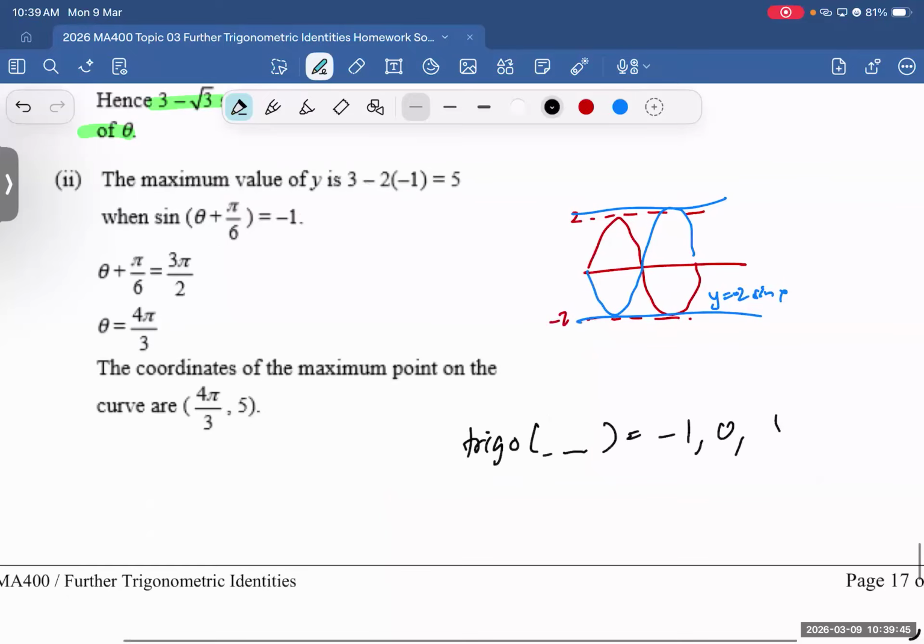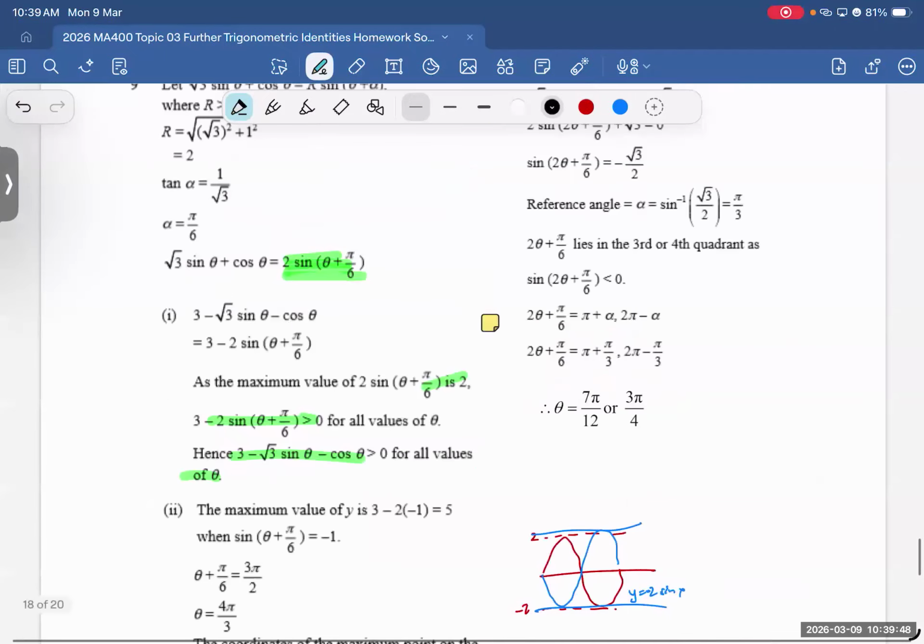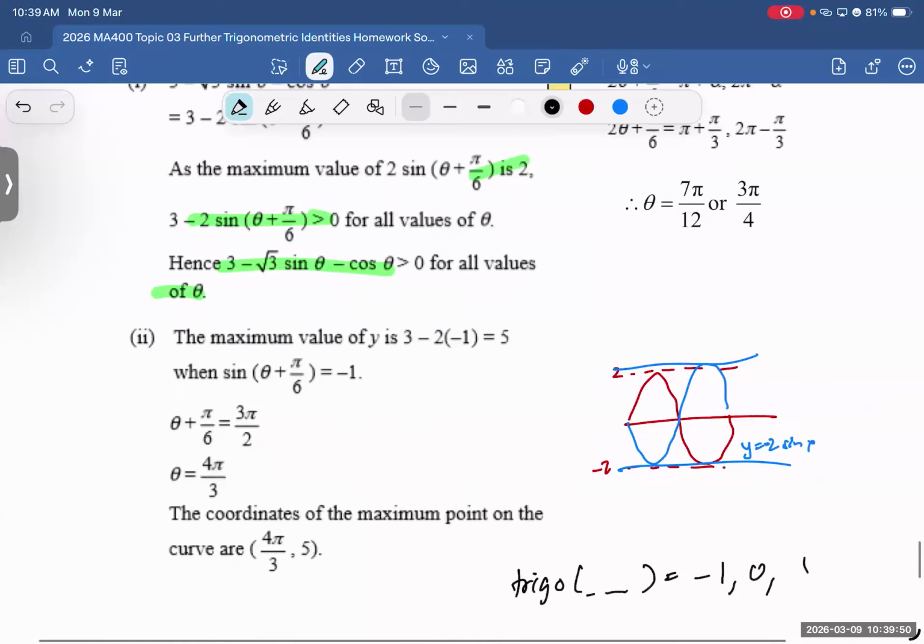Alright, so next. If it's equal to 4 pi over 3, then you substitute 4 pi over 3, and the y value is 5 down. So this one is the coordinate of the maximum point. Part 2, I think a lot of you don't know how to do, so I won't.